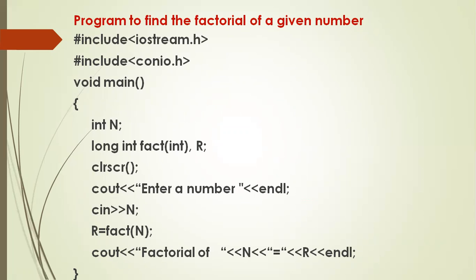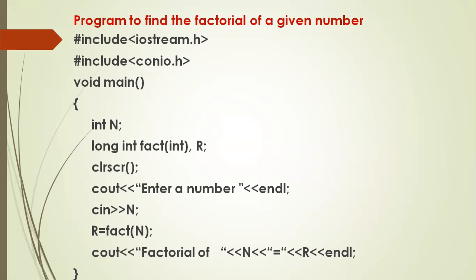So the prototype of the function is long int fact(int). Inside the brackets I mention int, and the function name is fact. It takes only one argument of int type and the return type is long integer, and the variable to store the result I have declared as R.